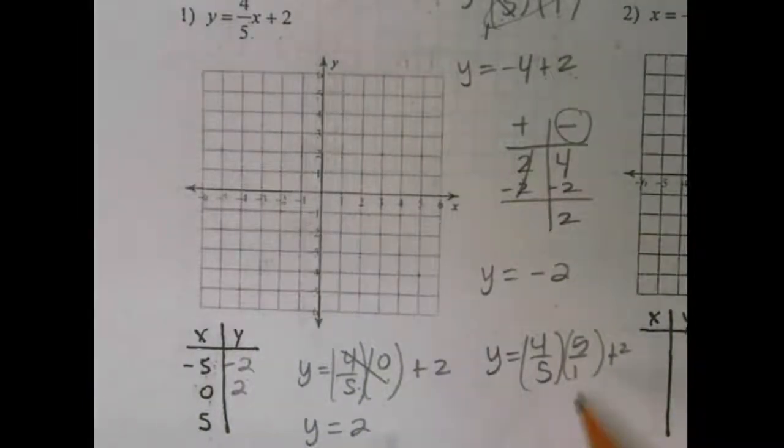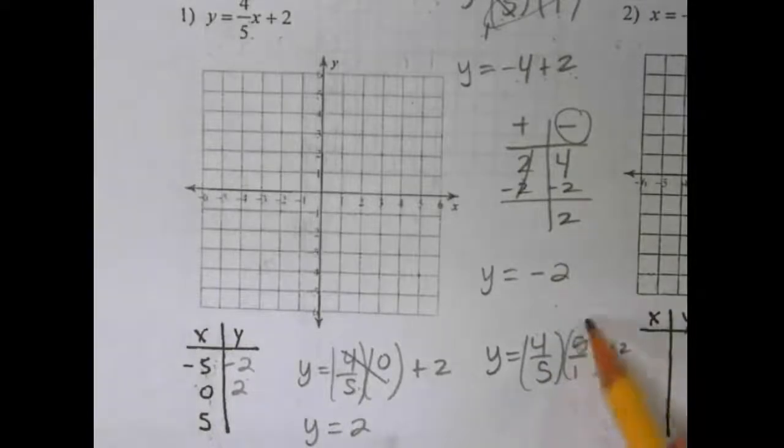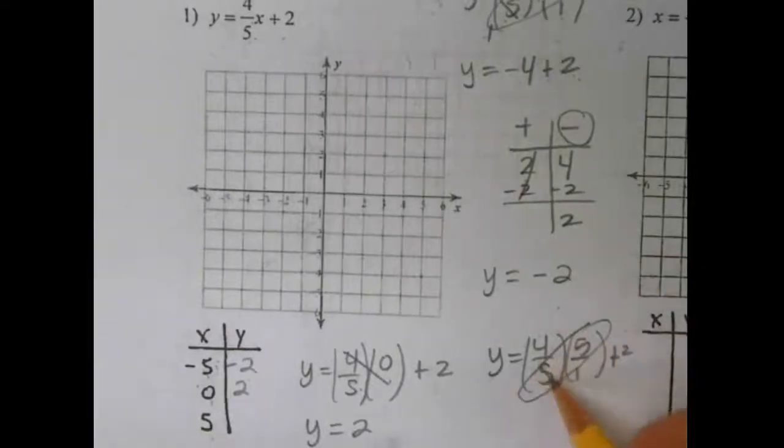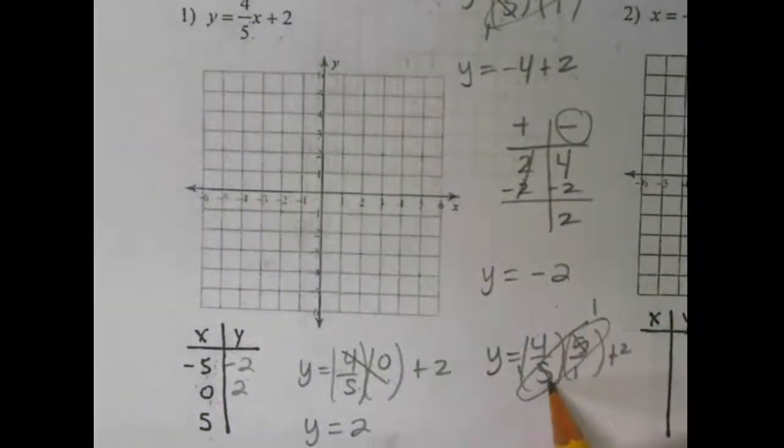Now I'm going to look to cross cancel. Can I cross cancel here, 4 and 1? No. What about 5 and 5? Yeah. What do they become? 1. Well, 5 goes into 5 one time. 5 goes into 5 one time.